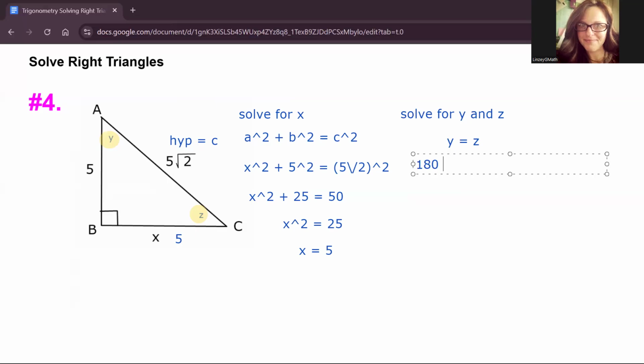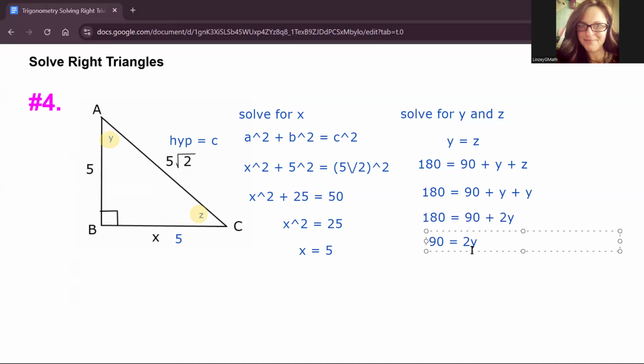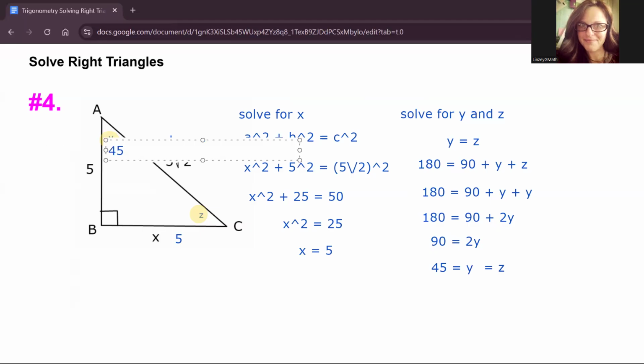Angles in triangles add up to 180 degrees. We've got the 90-degree angle plus y plus z. And since y is equal to z, I'm going to substitute y in for z. And now we have combined like terms, 2y. We'll subtract 90 and divide by 2. So y is 45 degrees and z is also 45 degrees. We've got a special 45, 45, 90 right triangle.